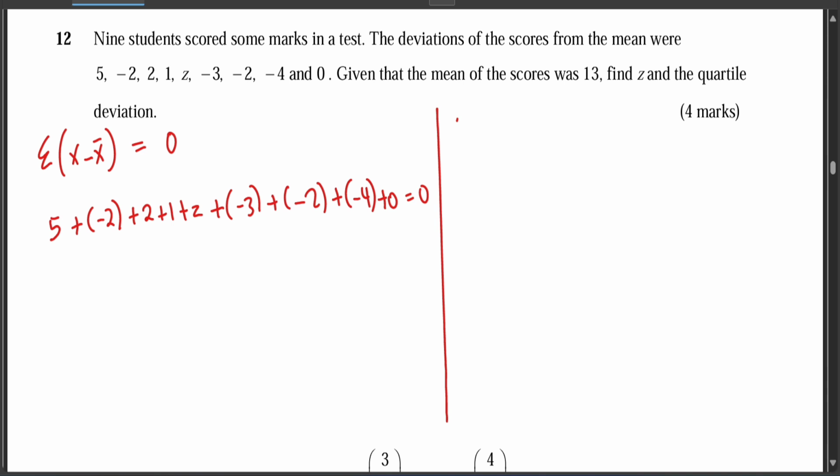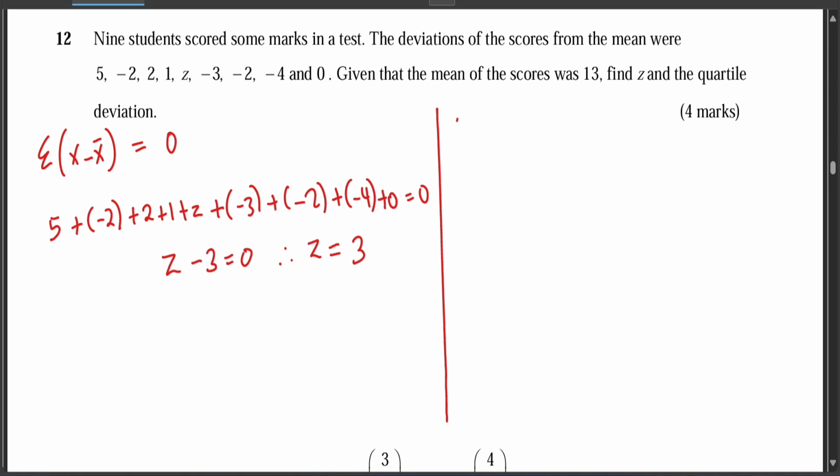So add the numbers up. 5 plus -2 is just 5 minus 2, plus 2, plus 1, plus -3, plus -2, and then plus -4. So I hope I haven't left anything there. So 1, 2, 3, okay, yeah, so it gives me -3. So I have z minus 3, which is equal to 0. So if I migrate this -3 to the other side, it becomes z equal to +3.